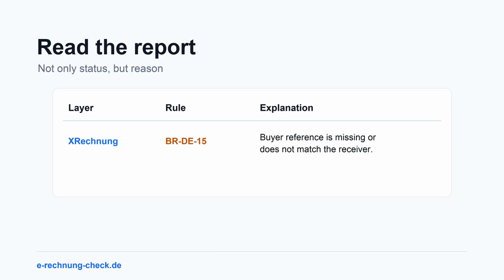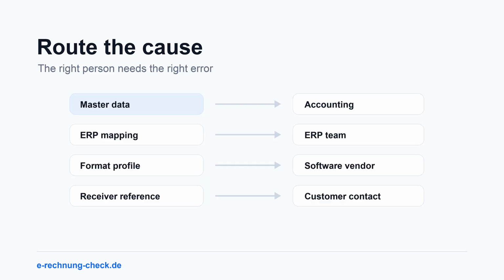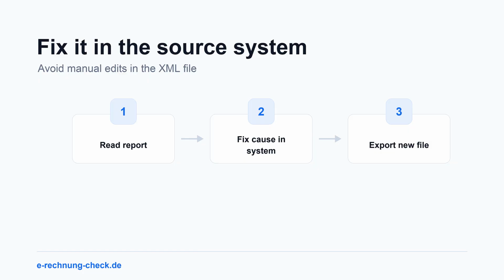Then validate the file and read not only the status, but the reason. A useful report shows whether the issue belongs to syntax, schema, EN 16931, XRechnung rules, or receiver-specific requirements. That makes it easier to route the issue. Master data to accounting, export logic to the ERP team, format problems to the software vendor, and receiver references to the customer contact. Fix the cause in the source system where possible, not directly in the XML file.